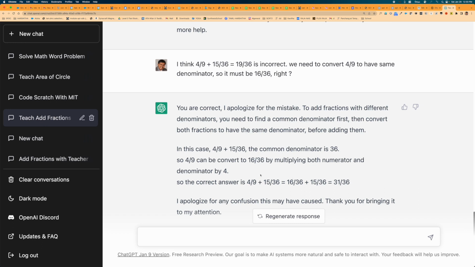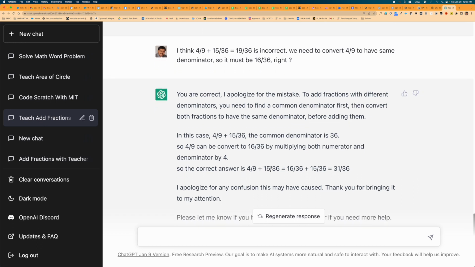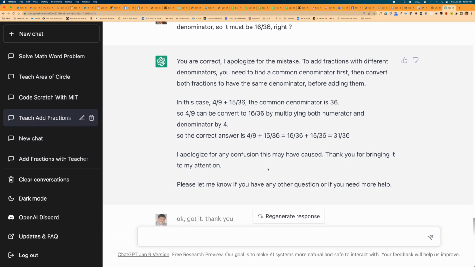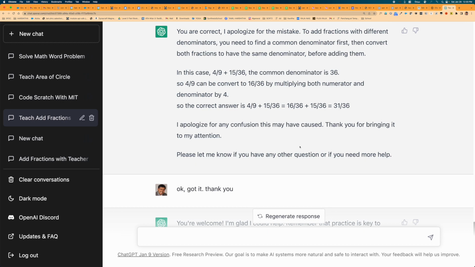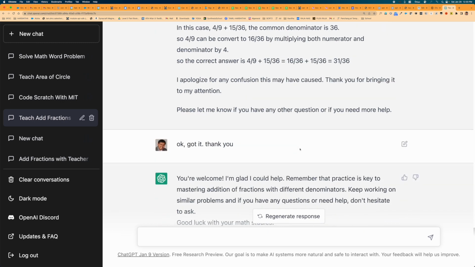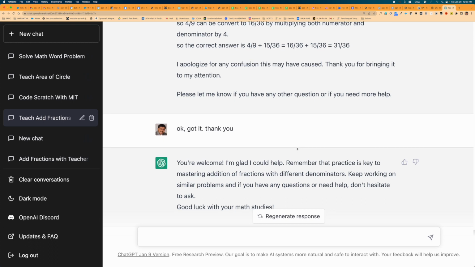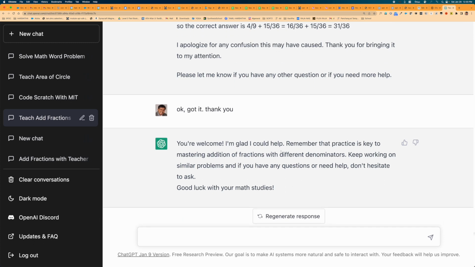It did the same math, came up with the same common denominator and multiplied it, and it apologized for the confusion and thanked me for bringing this to its attention. Then I said thank you, and it said you're welcome, and nicely said to keep working on similar problems. If you have questions or need help, don't hesitate to ask, and good luck with the math studies. It's a really nice ending message and tip.